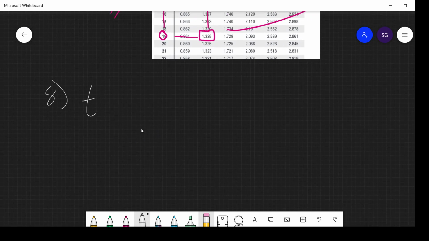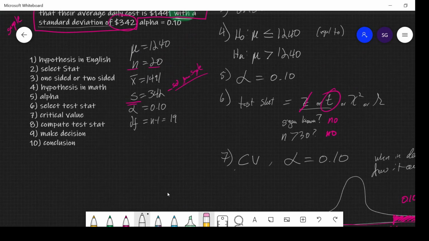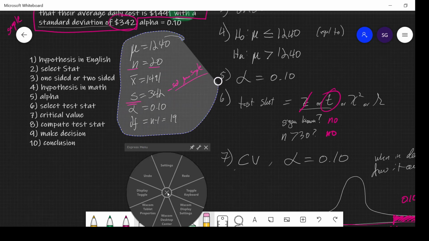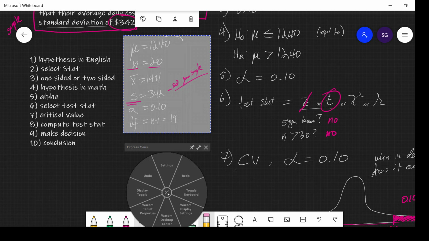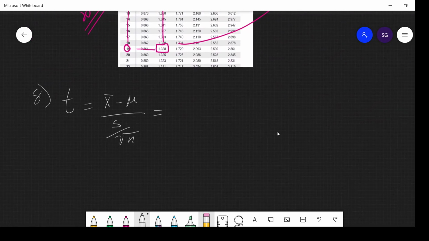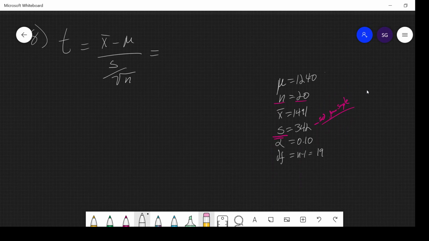Now, in a t-distribution, it's very similar to a z-distribution in terms of the calculation. X bar minus mu over s divided by the square root of n, right? And at this point, it's plug and play. We can go back to our cheat sheet. Let me see if I can do this with a cutout. Take the whole thing, copy, and I'm going to paste it over here. So there's my cheat sheet stuff.